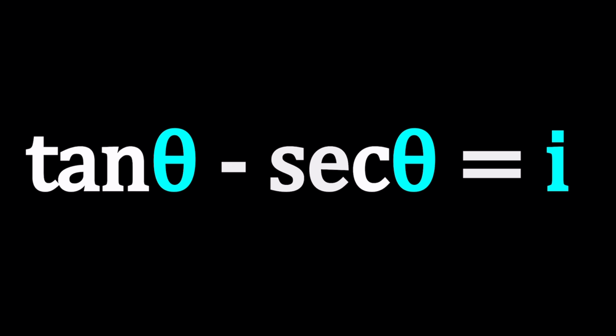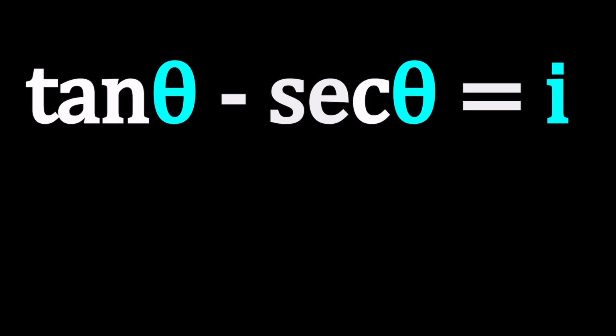Just like normal, let's go ahead and use some identities maybe, right? For example, tangent theta can be written as sine theta over cosine theta. So let's go ahead and write tangent as sine theta over cosine theta. And then secant is the reciprocal of cosine, so we can write it as 1 over cosine theta, and then the whole thing is equal to i. Great. Does this make sense? Let's find out.